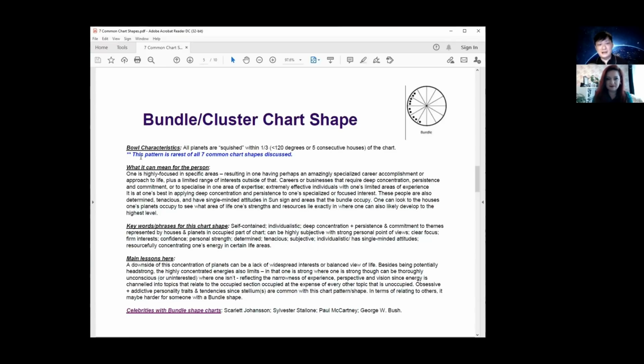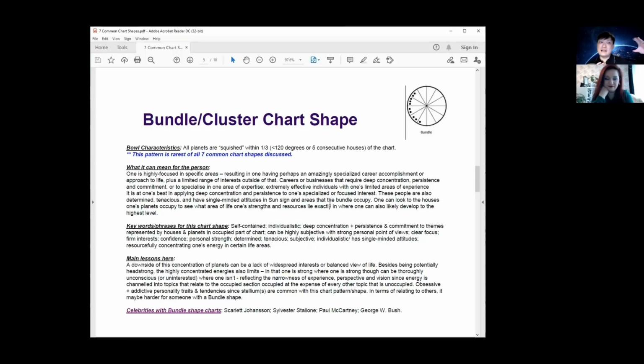Because for a bundle and cluster to happen, stelliums need to be part of the equation. So you will find that people who have a bundle or cluster chart shape, naturally there's going to be easily 1 or 2 or even 3 stelliums over here, as indicated by this diagram.